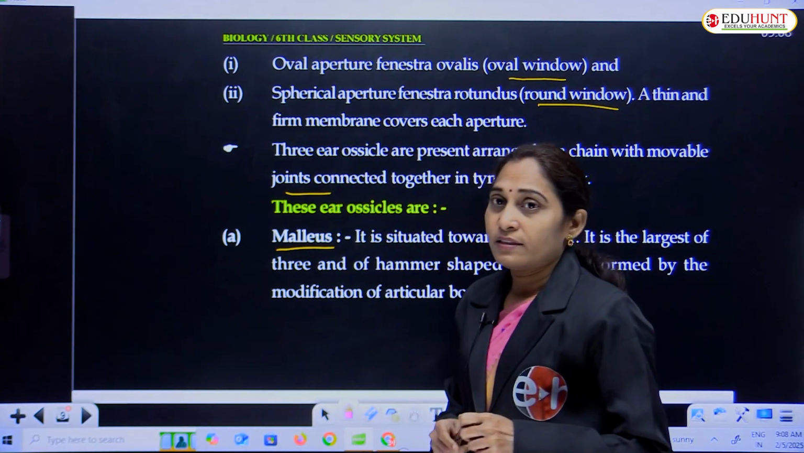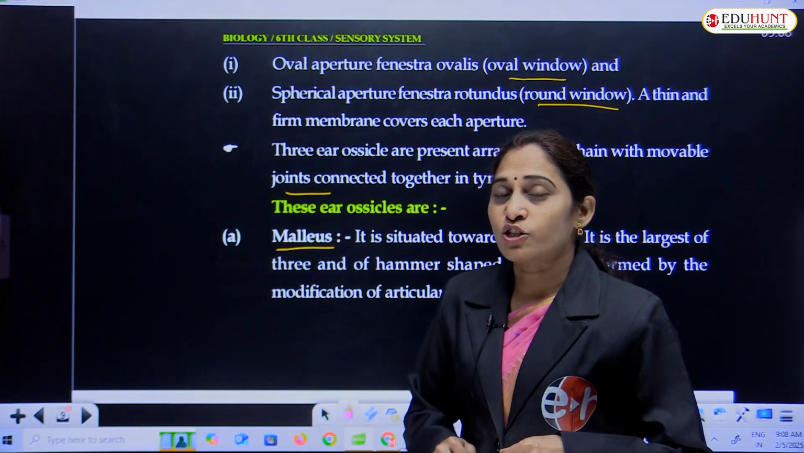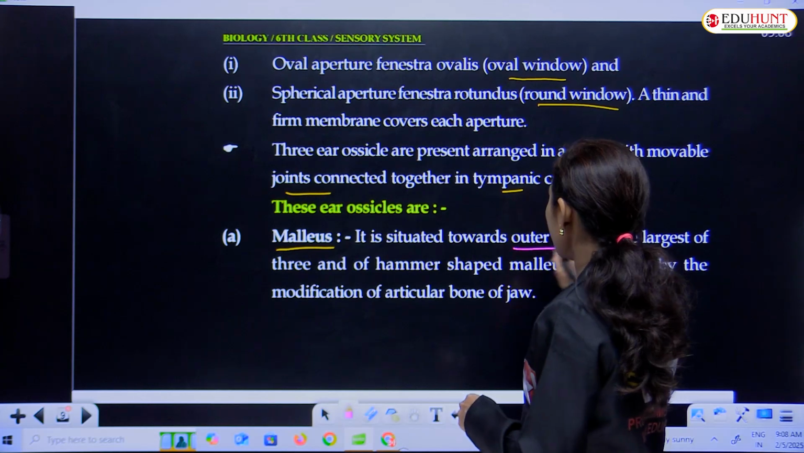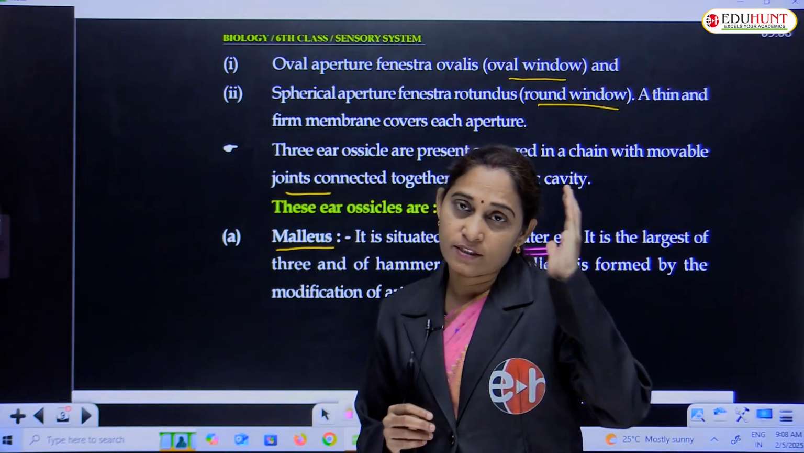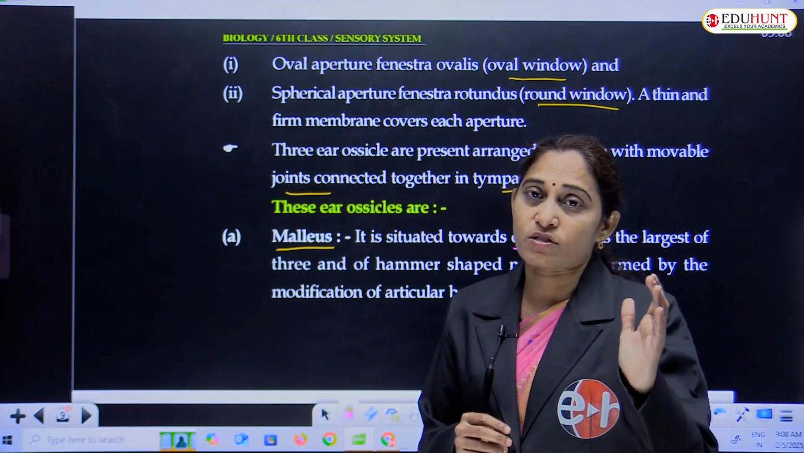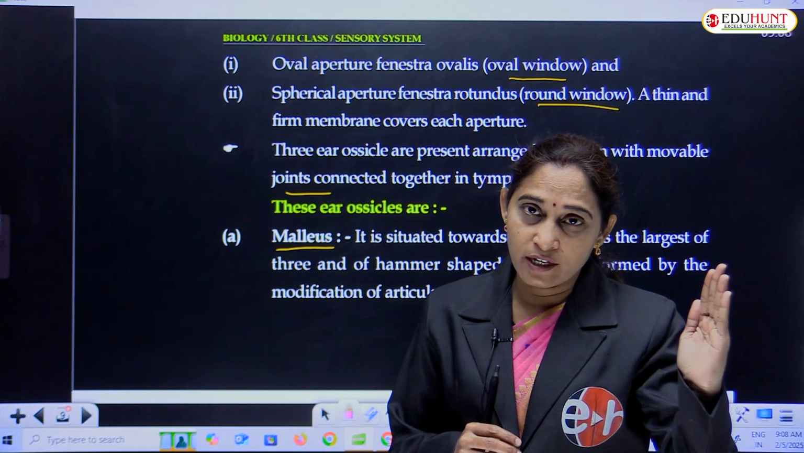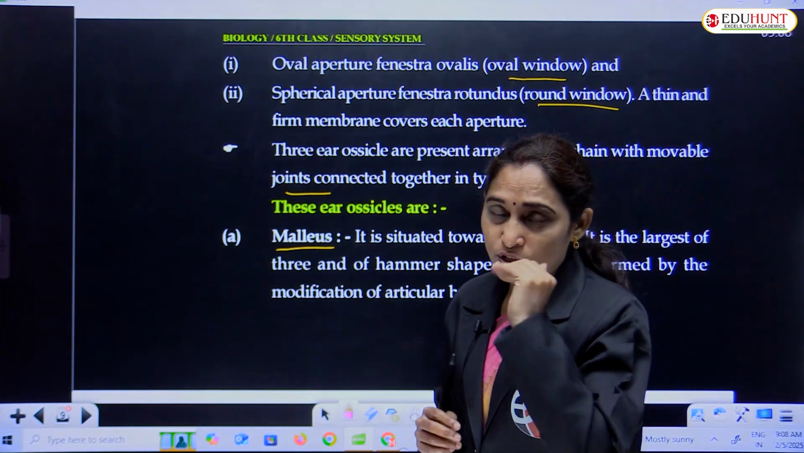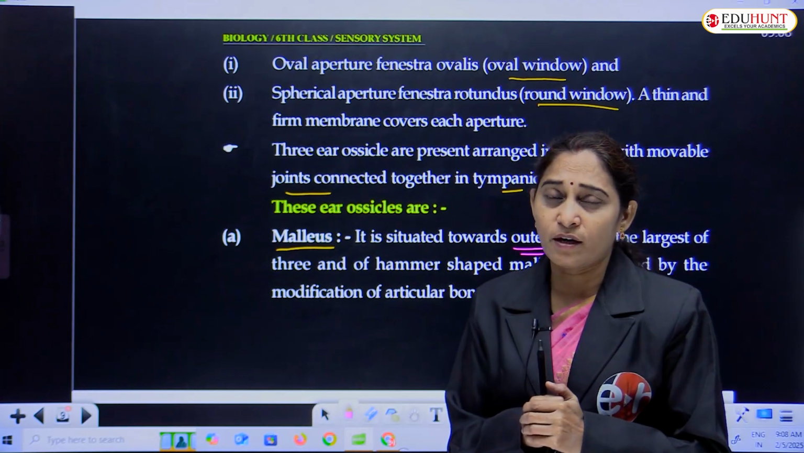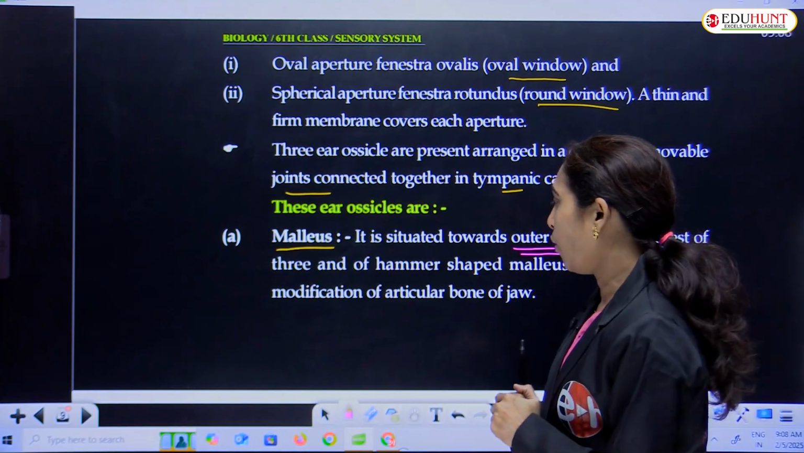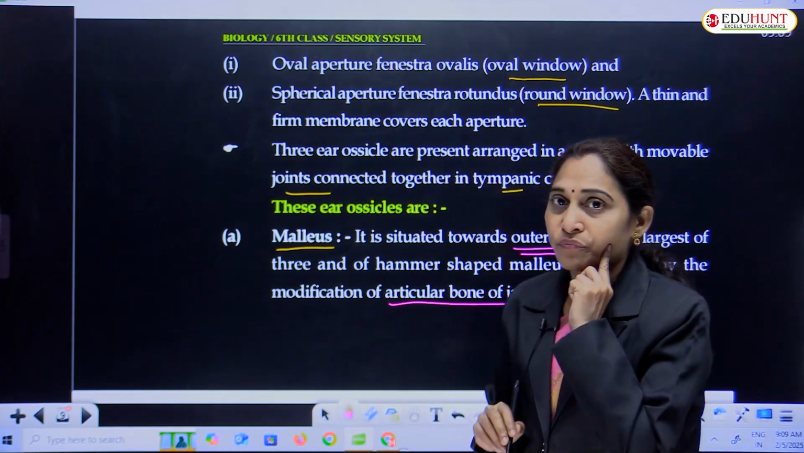Let us see the detailed structure of the malleus. It is situated towards the outer ear, that is, towards the outside. It is the starting ear ossicle. It faces towards the outer ear and is hammer shaped, and it is formed by the modification of a bone called the articular bone of the jaw.